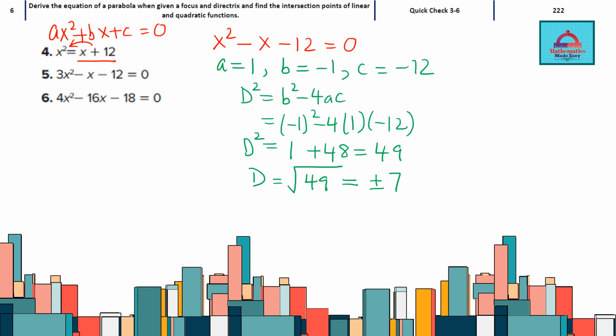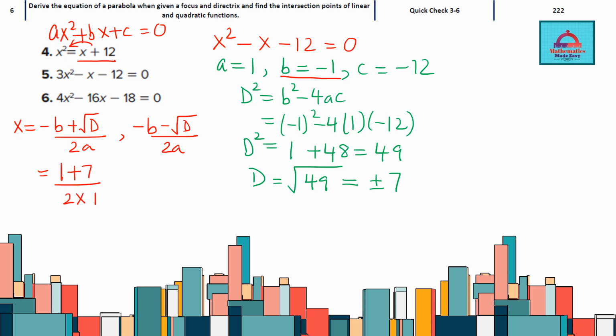So let's now apply the formula for the two roots. The quadratic formula is given by minus b plus square root of d over 2a and minus b minus square root of d over 2a. So I put the values. And this comes out to be, b is already negative, minus 1. So minus of b will be plus 1 plus 7 over 2 times a and 1 minus 7 over 2 times a. So it's going to be 8 over 2 and minus 6 over 2. So the two roots are 4 and minus 3.